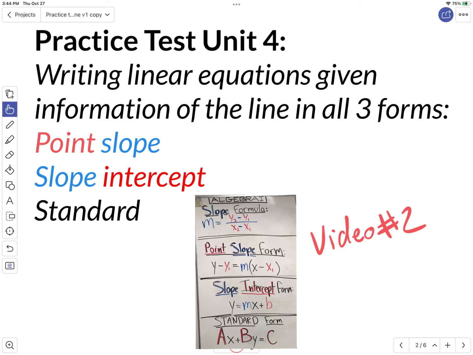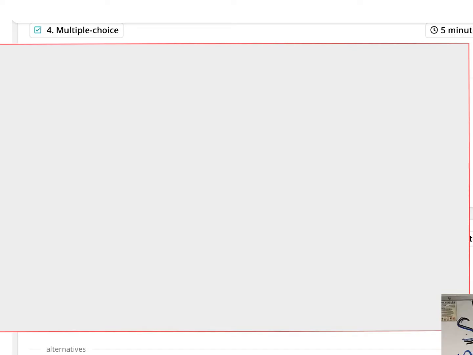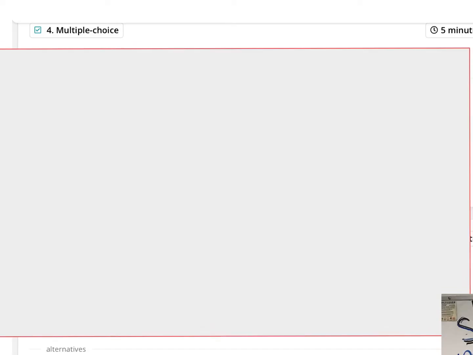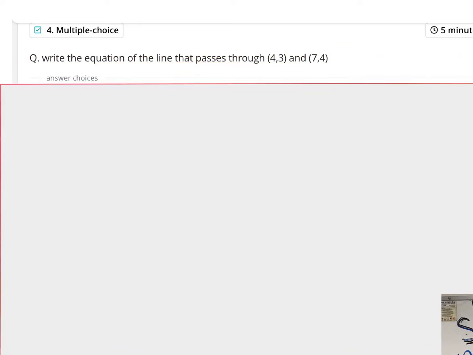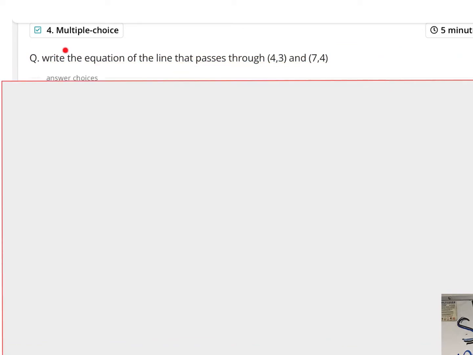This is video 2 on the practice test, Algebra 1, Unit 4, on writing equations, writing linear equations, that is, given information of the line in all three forms. Let's jump right in. So number 4, we have a multiple choice question. The question is, write the equation of the line that passes through these 2 points.